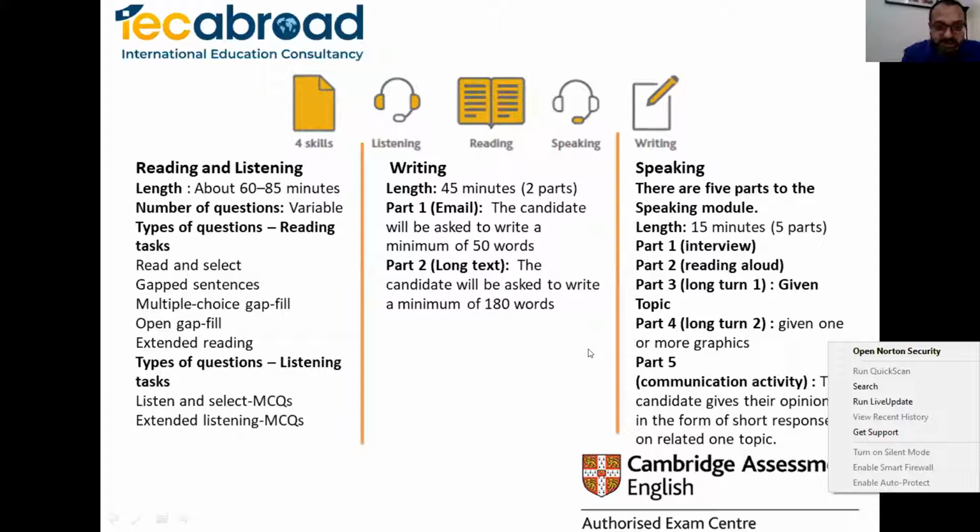So I was on this slide about the skills: reading and listening, 60 minutes, 85 minutes. Everyone knows about the structure of the IELTS. It is similar to it. What type of questions are they? Read and select, gap sentences, same as in IELTS before. And writing has two parts. But in Linguaskill, especially for writing, there is email writing, a long text. A prompt will be given to the students.